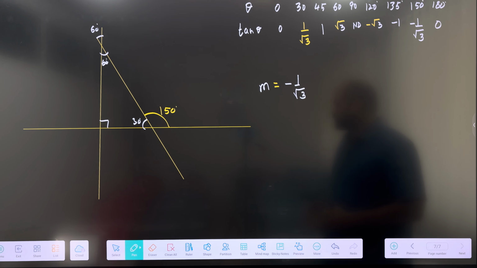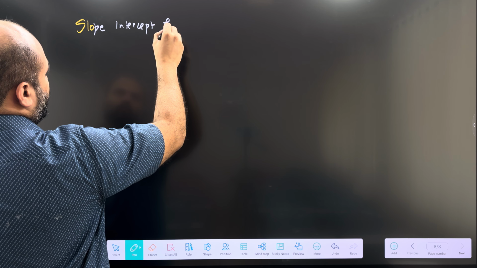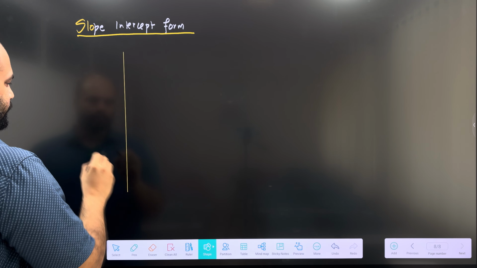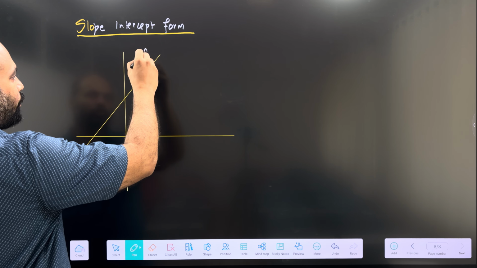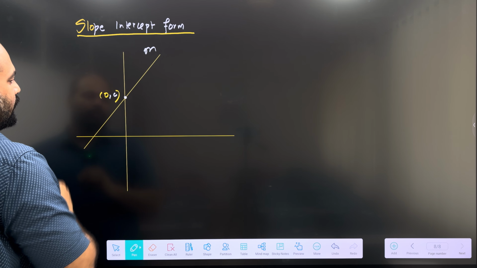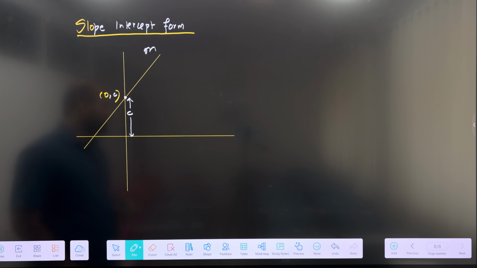Let's quickly understand another format of plotting a straight line, which is called slope-intercept form. Now, what exactly is slope-intercept form? Let us say this is a straight line which is having a slope of m, and this point is 0, c, which implies that the y-intercept of this straight line is c units.